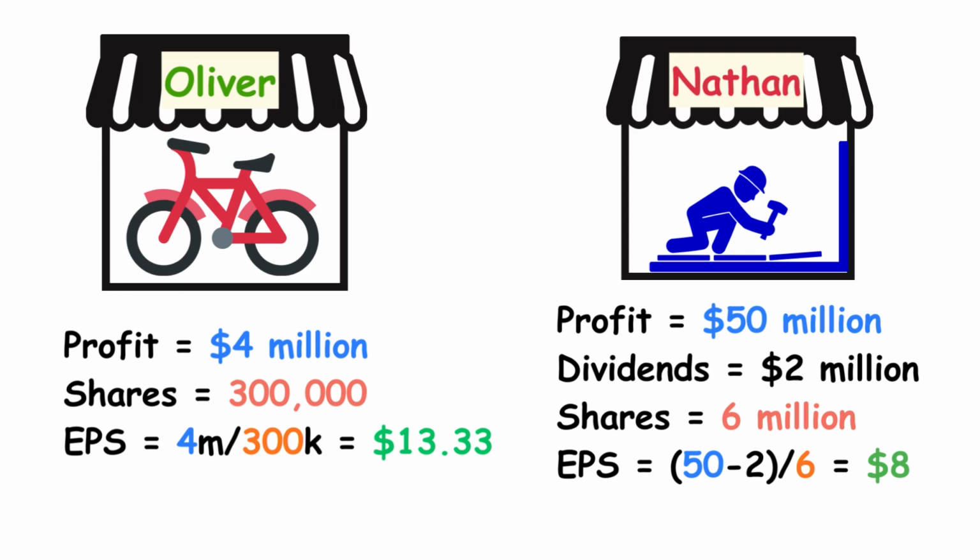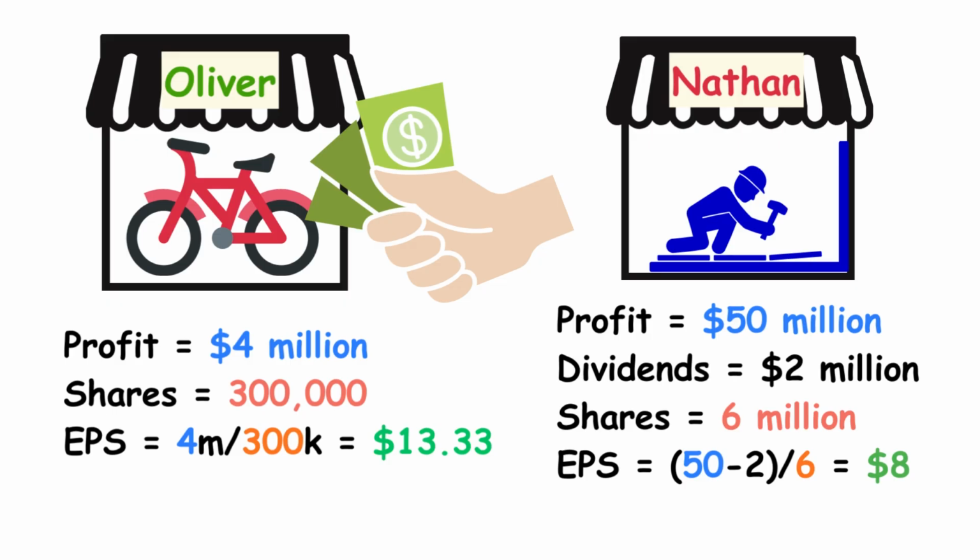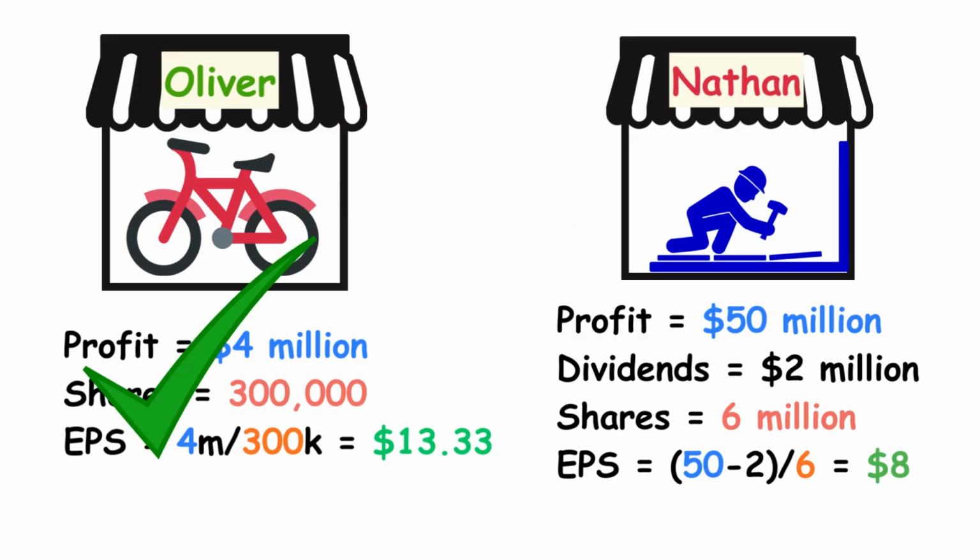Now that we've calculated EPS for both companies, we can compare them directly. Even though Nathan's Home Flooring is much larger and generates significantly higher total profits, Oliver's Bike Co. actually produces more profit per share. What this tells us is that once we account for the number of shares, Oliver's Bike Co. is more profitable on a per-share basis. In practical terms, a $1,000 investment in Oliver's Bike Co. would give you a claim on more earnings than investing the same amount in Nathan's Home Flooring.